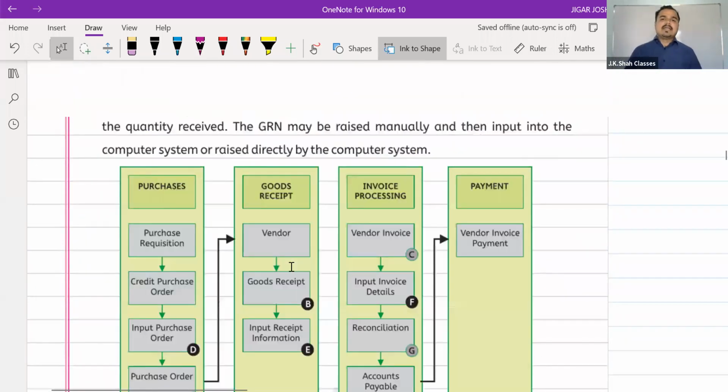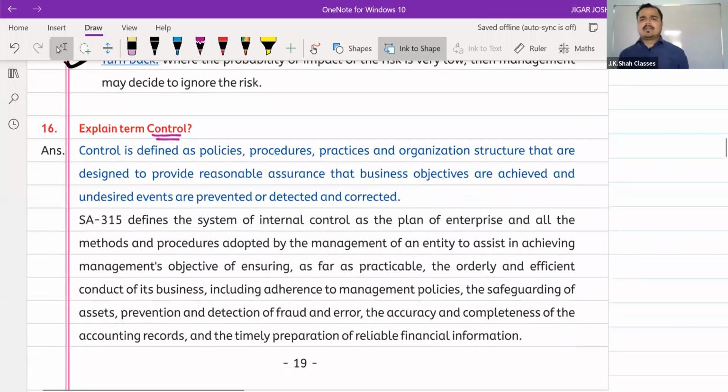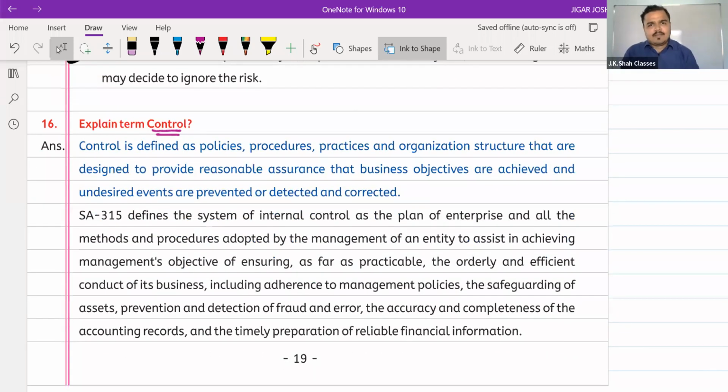Now, starting with the concept paper, which clearly mentions one small requirement: explain the term control. Have you ever heard this word, people, control? Yes, sir. In chapter number one also this definition was there. Chapter 2 also has the same definition. So in multiple places you will find this.